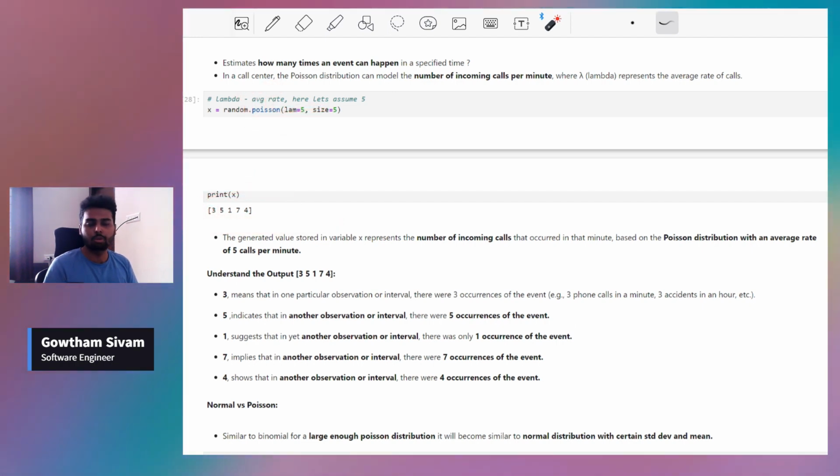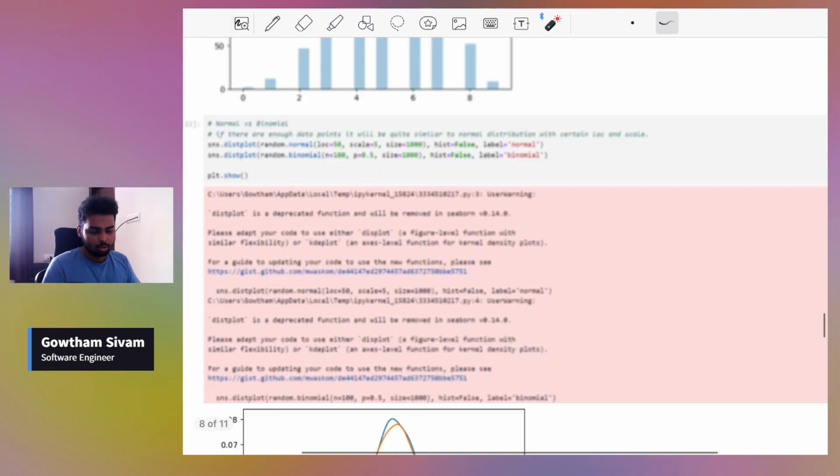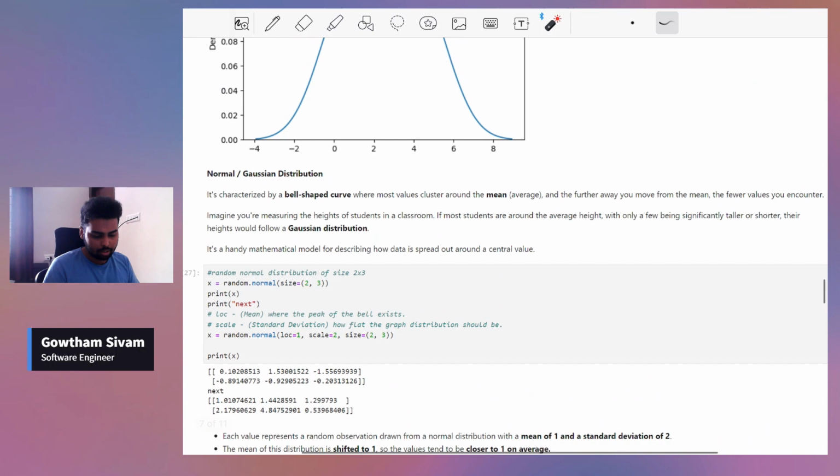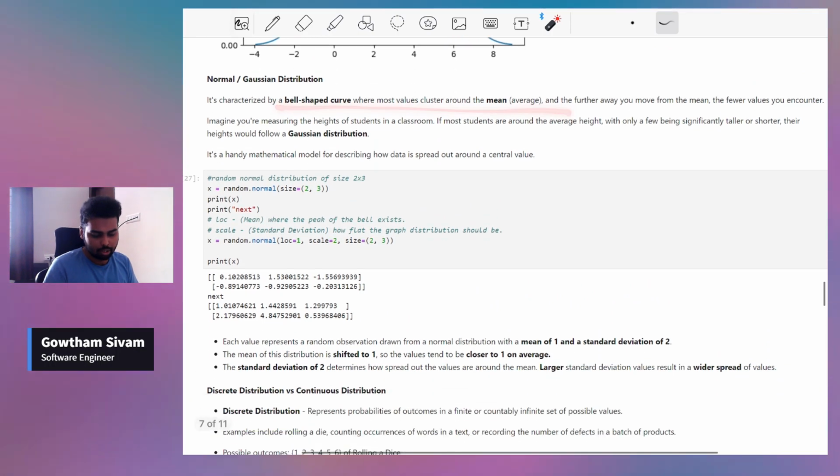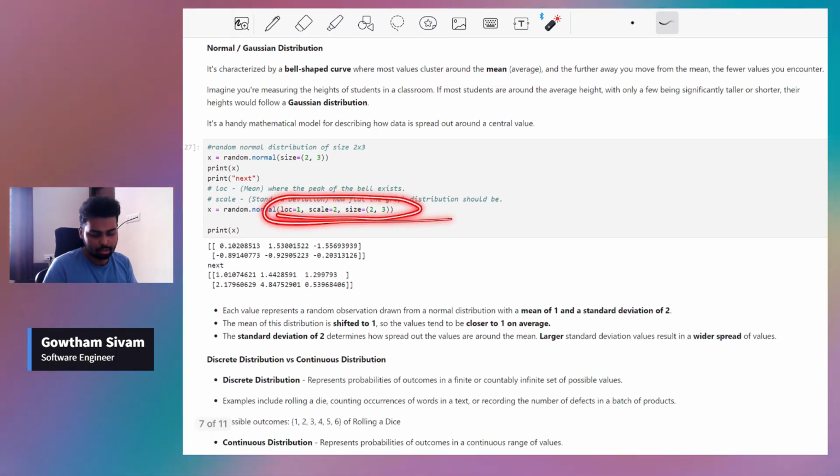So as of now, what all we have seen, the first thing is we have seen the normal distribution. What does the normal distribution mean? It means the bell-shaped curve. The parameters are the standard deviation and the mean.